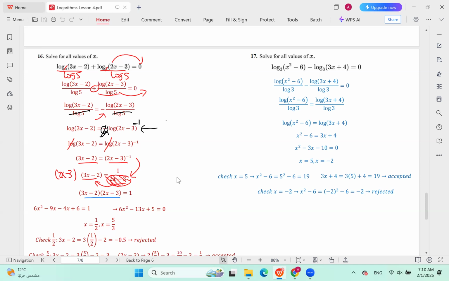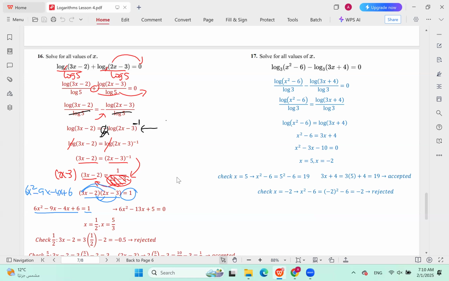I multiplied 3x by 2x. So 3x times 2x gives us 6x squared. Now 3x times -3 gives us -9x. -2 times 2x gives us -4x. And these two together would give us +6, hence this expression here. And all of that equals 1.